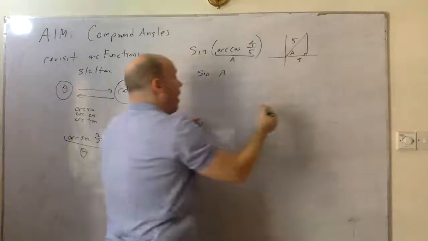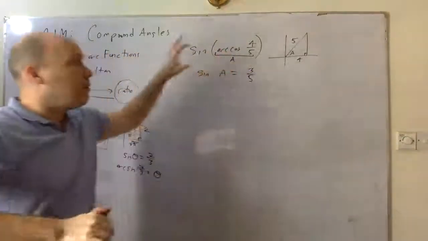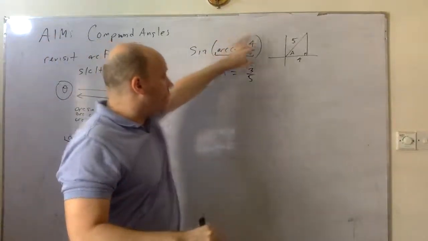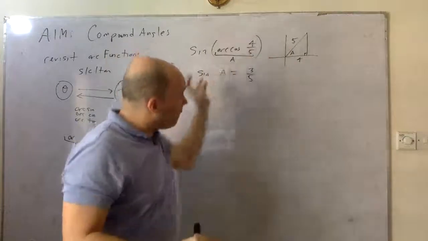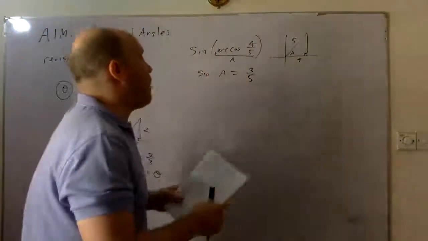And therefore, what's the sine of A? Well, that's equal to 3 over 5. And that's it. That's the idea. Arc cosine takes you back to an angle, and the sine of that angle takes you back to another ratio. It's very straightforward. You can make up any one.